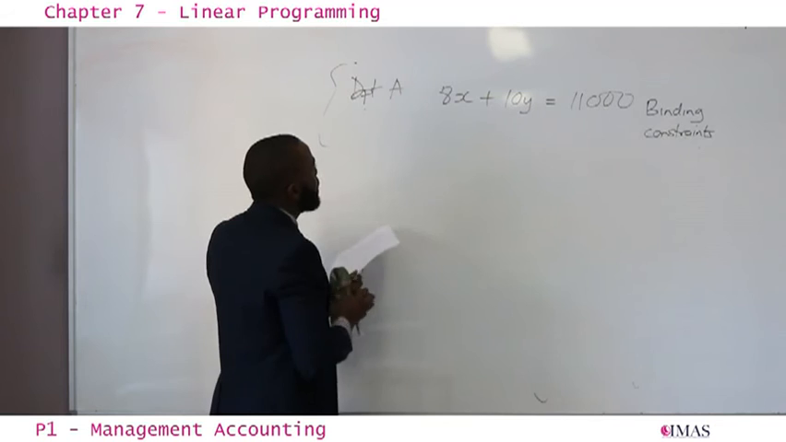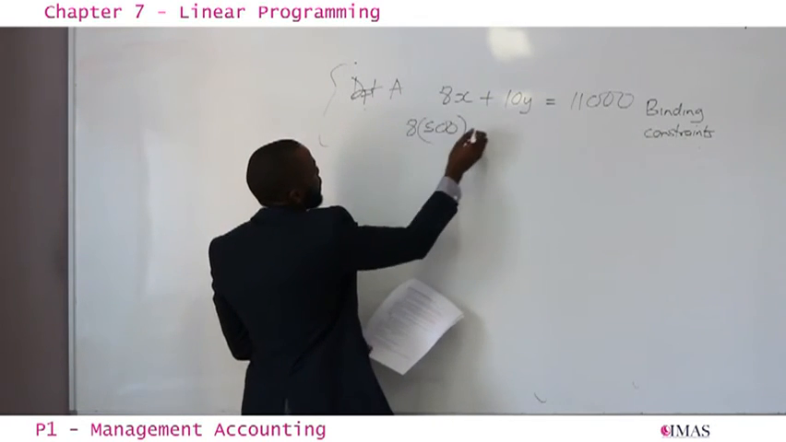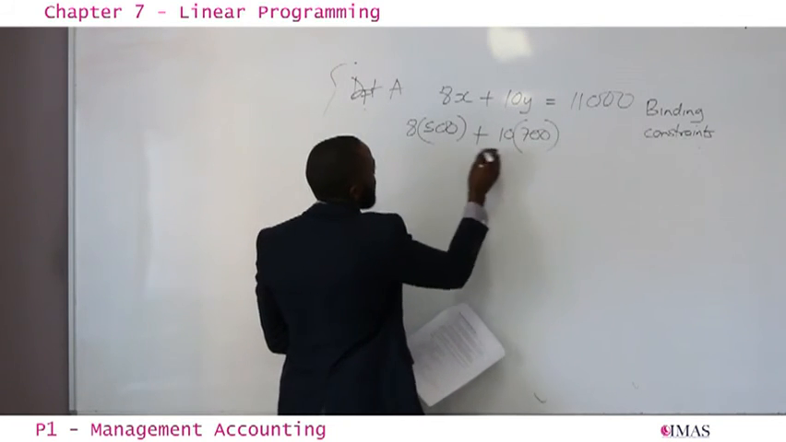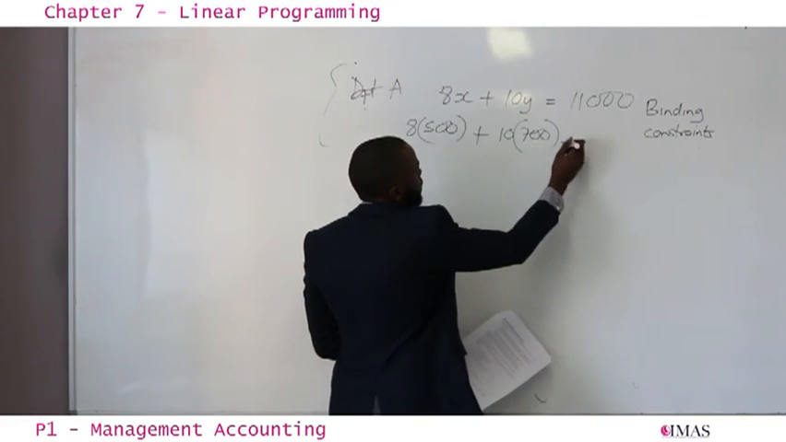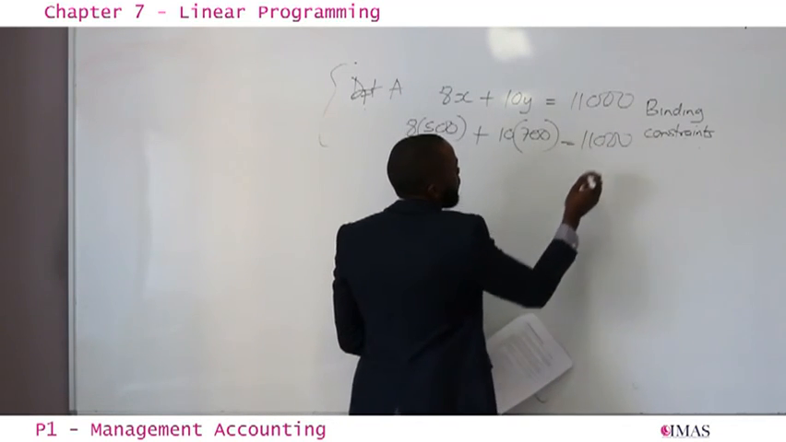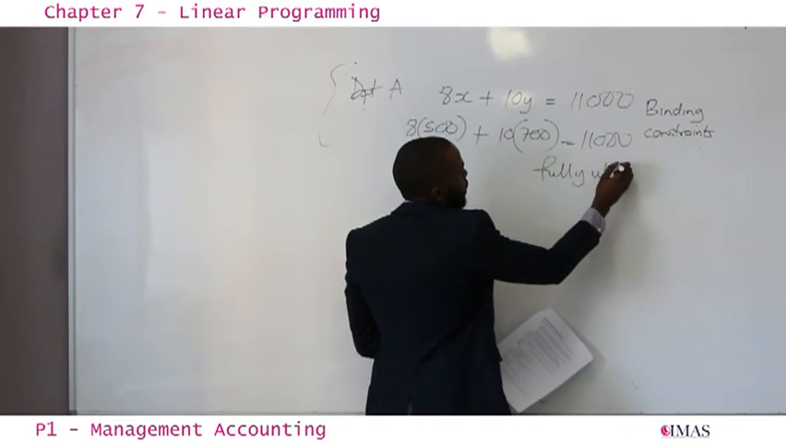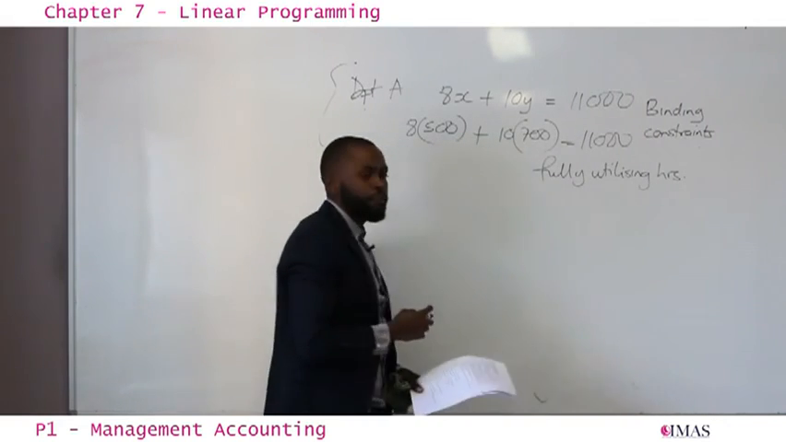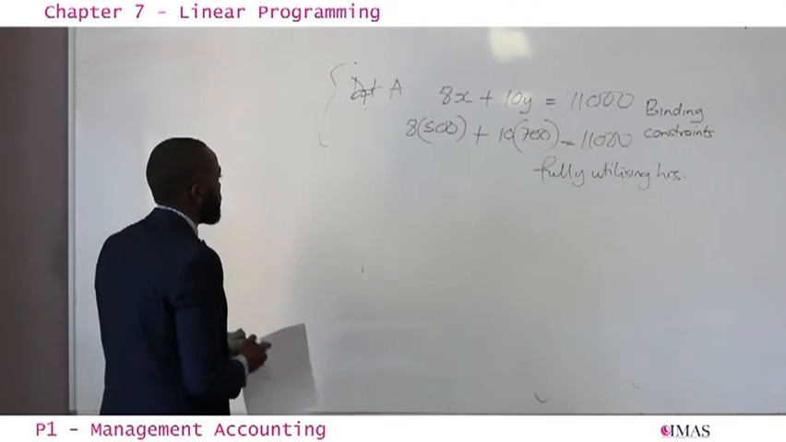Now in department A, if we say 8 times 500 plus 10 times 700, 8 times 500, that's 4,000, plus 7,000, this becomes 11,000. So it means we are fully utilizing the hours. Let's do the same thing for department B.